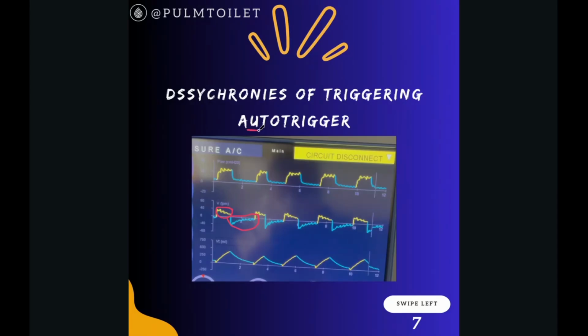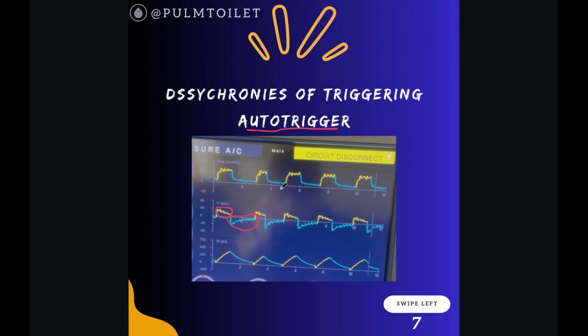So if the vent thinks that the patient's breathing and they're not, and it's firing breaths, and then we're seeing that the patient's spontaneously breathing on the ventilator, but they're in fact not spontaneously breathing on the ventilator, that would be very concerning, especially in a situation like brain death. So being able to identify the possibility that there's an auto trigger is very important.